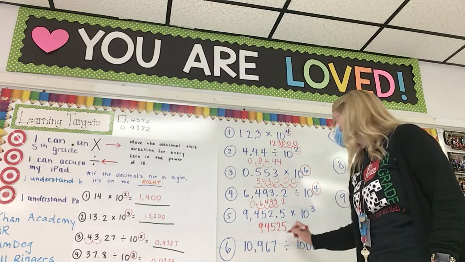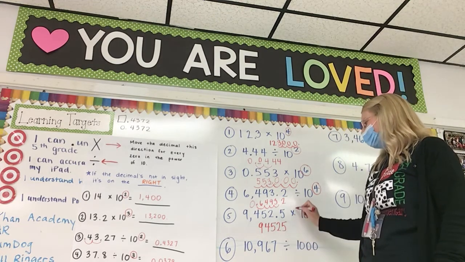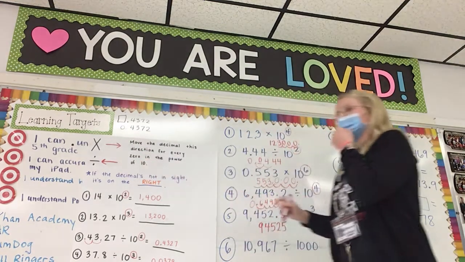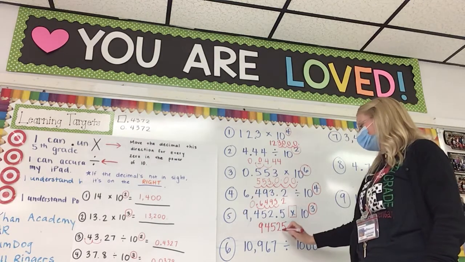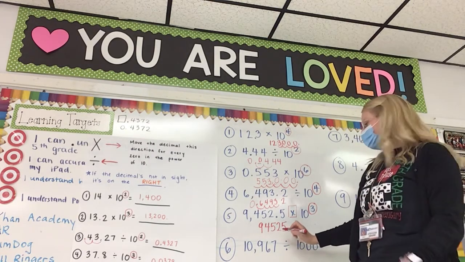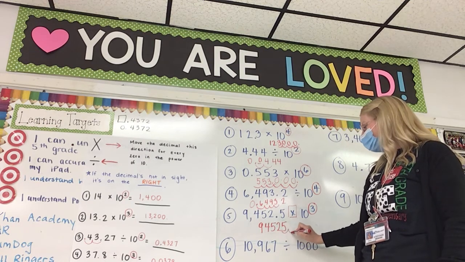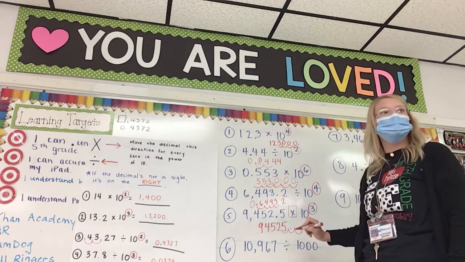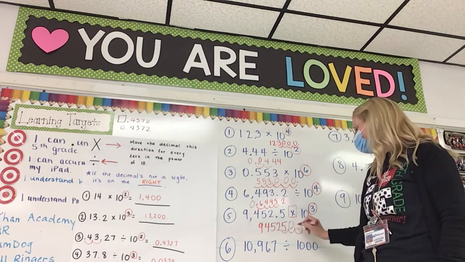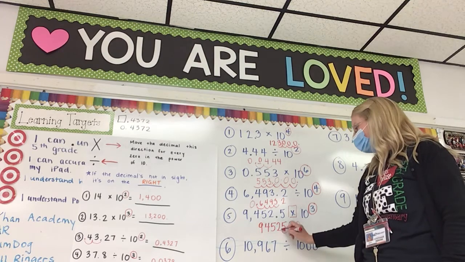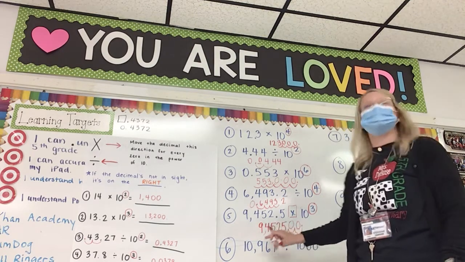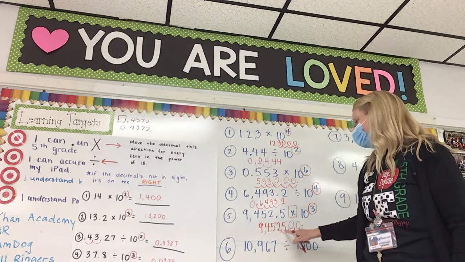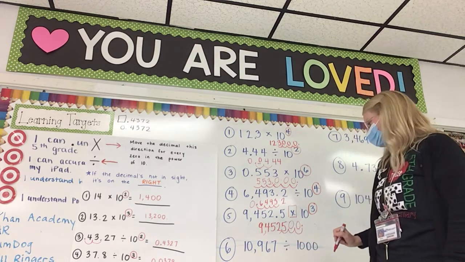All right, let's do this one. 9,452 and 5/10. My decimal is here. My multiplication sign tells me I'm moving to the right. My exponent of 3 tells me I'm moving 3 times. So here's my decimal point. I'm moving 1, 2, 3. I'm putting my decimal point here. I'm filling this in with zeros. So I'm going to put in my comma. So my new answer is 9,452,500.